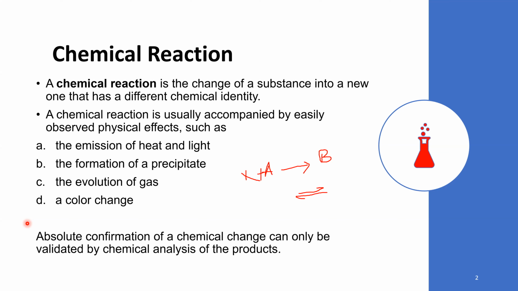Absolute confirmation of a chemical change can only be validated by chemical analysis of the product. As I told you, there are a number of different techniques which we use. We use TLC, we use spectroscopic analysis, we use elemental analysis, by which we confirm and validate that this reaction has happened. Generally we do examine the physical effects too, but absolute confirmation will be done when you have done the chemical analysis.